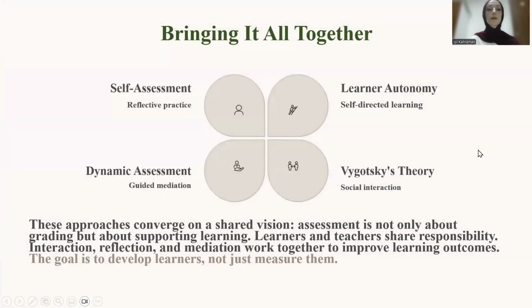And we cannot separate all of these, so we are bringing it all together: self-assessment, learner autonomy, dynamic assessment, and Vygotskian theory. These approaches converge on a shared vision. Assessment is not only about grading, but about supporting learning. Learners and teachers share responsibility, interaction, reflection, and mediation work together to improve learning outcomes. The goal is to develop learners, not just measure them.